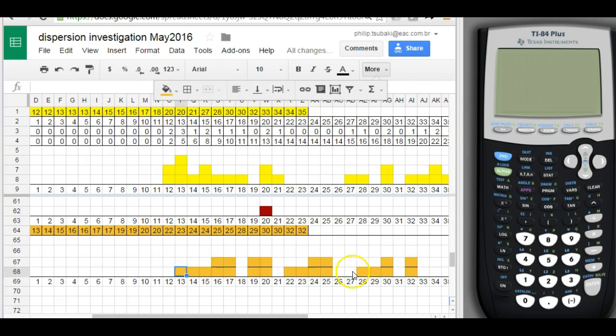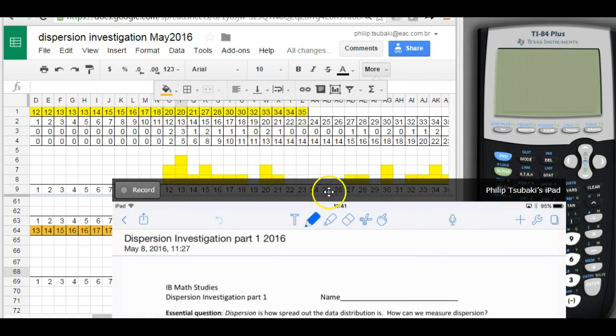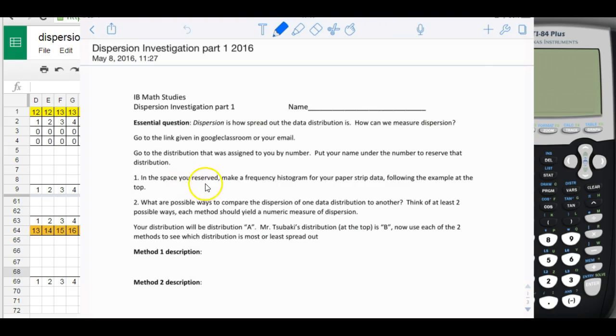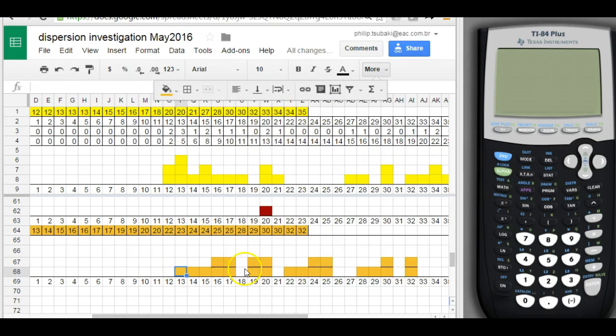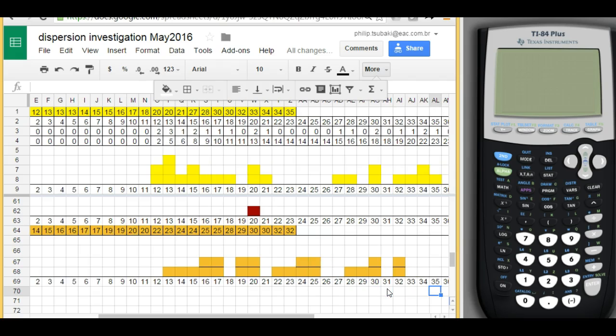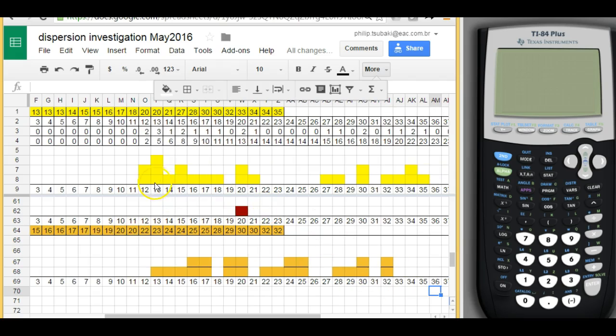Okay, so now you can see I've made my histogram, and it looks kind of like this, okay? And then the next step here is it says, okay, in the space you reserved, make a frequency histogram. We did that. What are the possible ways to compare the dispersion of one data distribution to another? Think of at least 2 possible ways. Each method should yield a numeric measure of distribution, okay? And so if I look at my yellow distribution and the orange distribution to compare the two, how could I say which one is more spread out than the other?